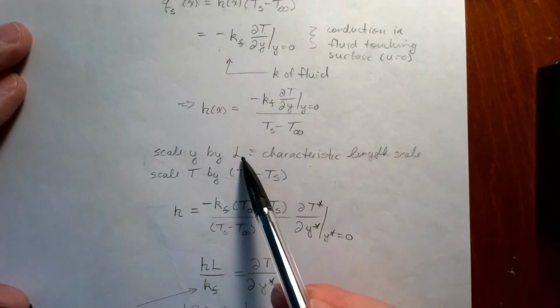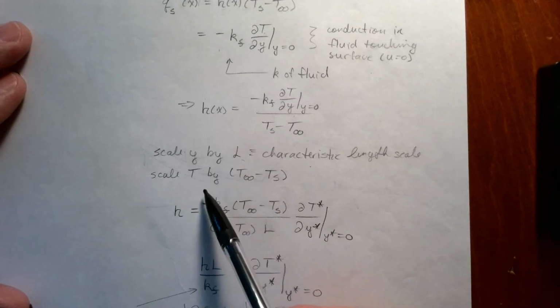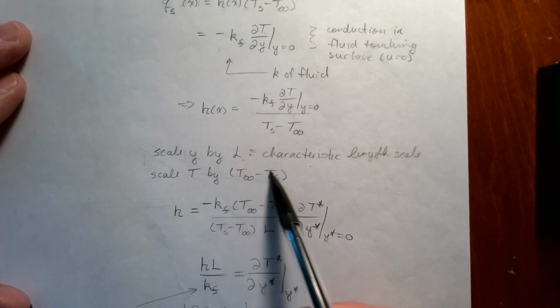So we're going to scale the y by a length L. So ultimately we'll have a y star. Y star is equal to y over L. So y star is dimensionless. We're going to scale T by this temperature difference.